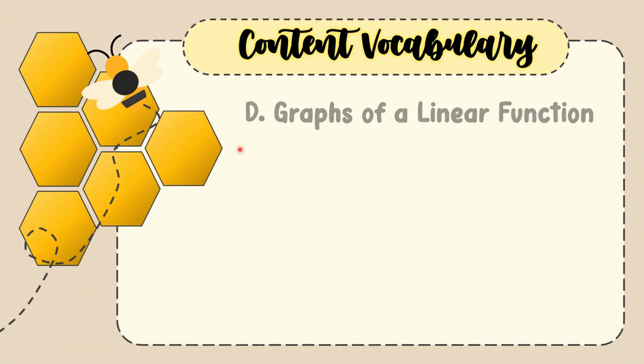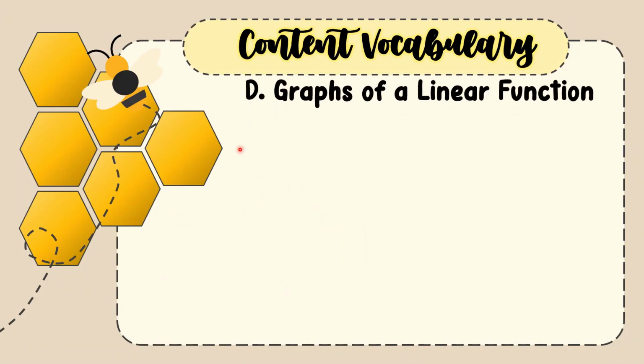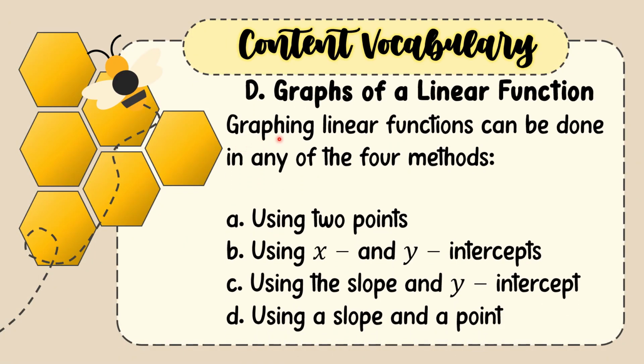Now let's proceed to graphs of a linear function. Graphing linear functions can be done in any of the four methods. So the first one we have is using 2 points. Second one is using x and y intercepts. The third one is using the slope and y-intercept. And the last one is using a slope and a point.